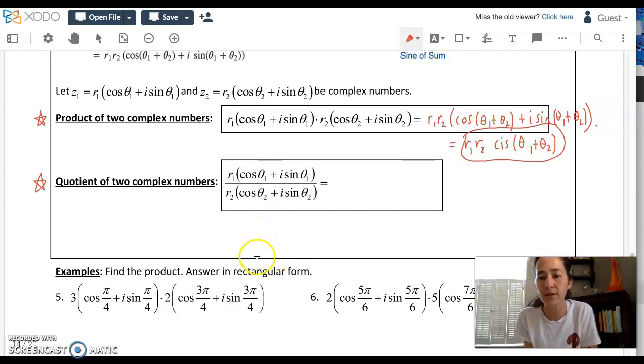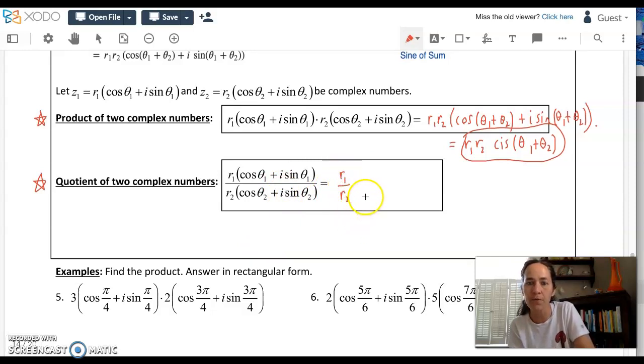What if we wanted to divide two complex numbers? A very similar proof would lead you to the conclusion that you can divide the two radii, so r sub 1 over r sub 2, top over bottom, and then cosine of, what do you think the argument's going to be? With multiplication, we added the two angles. With division, let's reverse that. We're going to subtract the two angles. So the top angle, theta sub 1, minus the bottom angle, theta sub 2, plus i sine of the exact same angle, theta sub 1 minus theta sub 2.